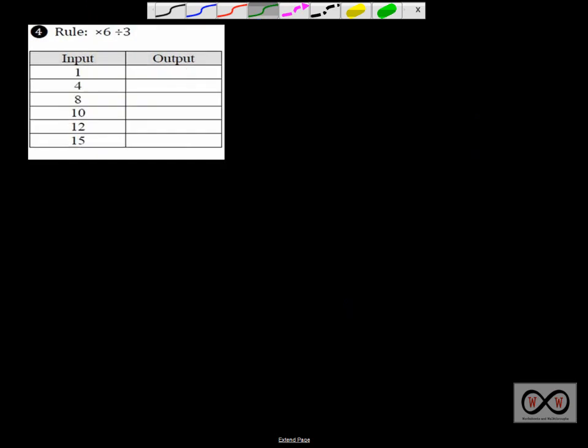All right, on to the last function machine with a rule of times 6 or multiply by 6, then divide by 3. All right, so we'll take our first input value and apply the rule. Okay, so let's do this. We've got 1 times 6. That's our rule: multiply by 6, divide by 3. Let's see what happens. 1 times 6, a little identity going on there. 6, and then we divide that by 3. Basic division fact there. 3 times 2 is 6, so 6 divided by 3 is 2.